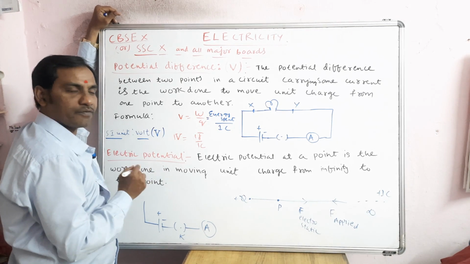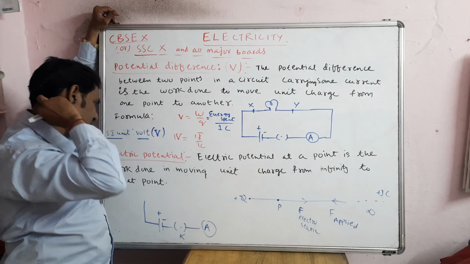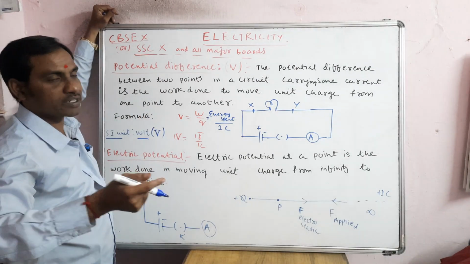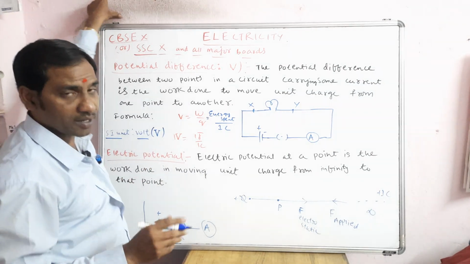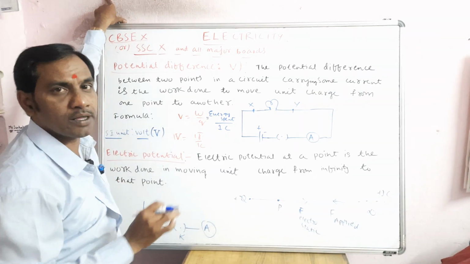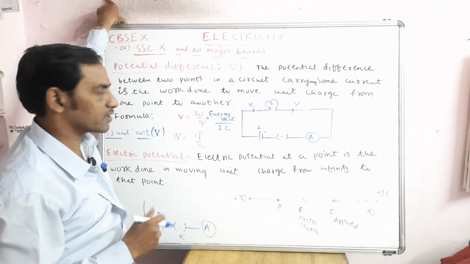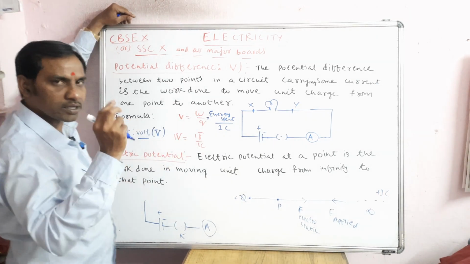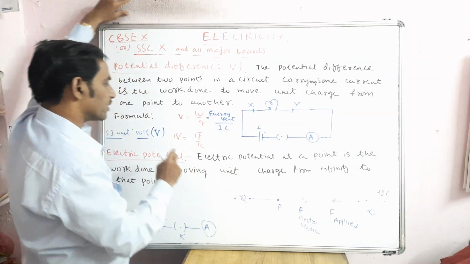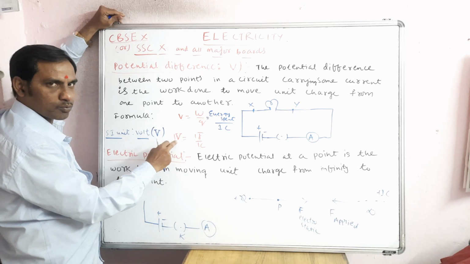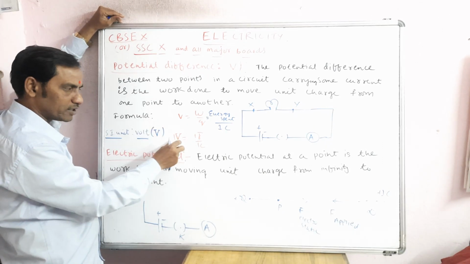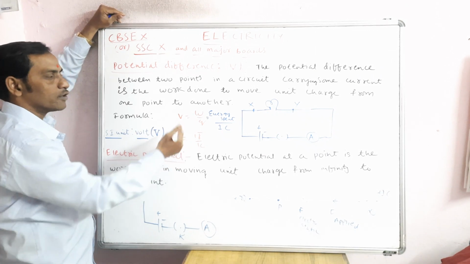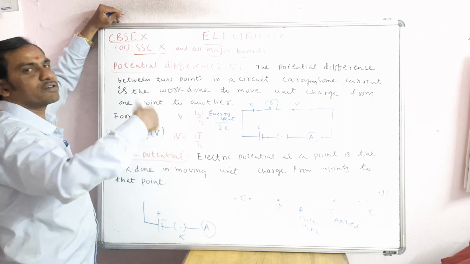If a definition is asked, what is the SI unit of potential difference, and define it, just like we did for current, what you have to say is: when one joule of work is done in moving unit charge from one point to another, then the potential difference between the two points is said to be one volt. You have to convert the mathematical form I have given into sentence form. That's it.